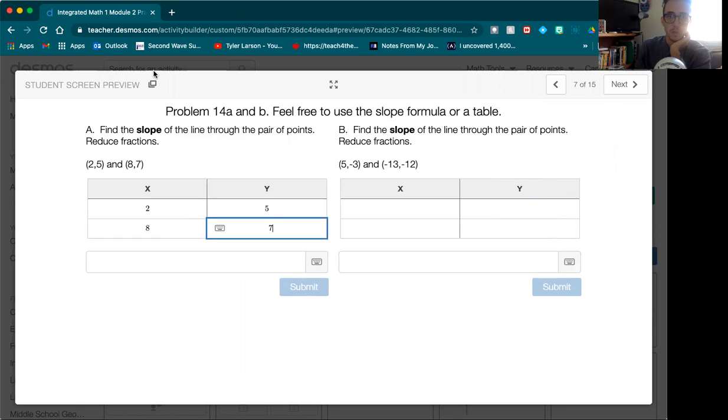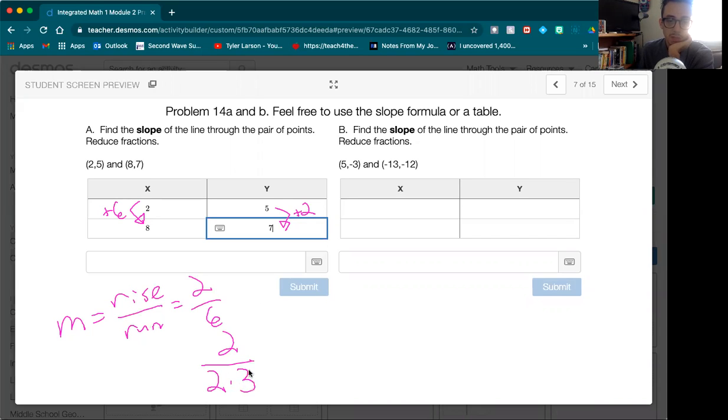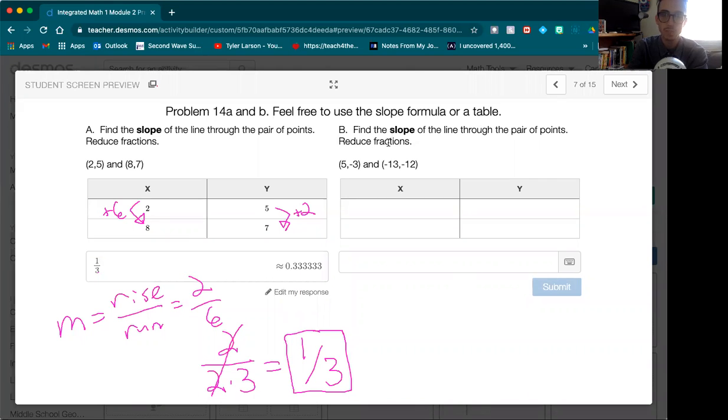I'm going to solve this one using the table because I got it like that. And the tables are there to help you. So jumping from 2 to 8, my x coordinates, I would be adding 6. From 5 to 7, I would be adding 2. Recall that our slope is our rise over our run, which is 2 over 6. We can rewrite that because 6 is really 2 times 3. 2's can cancel. Our answer is 1/3. Boom. Let's put that in. 1 over 3, submit it, done.